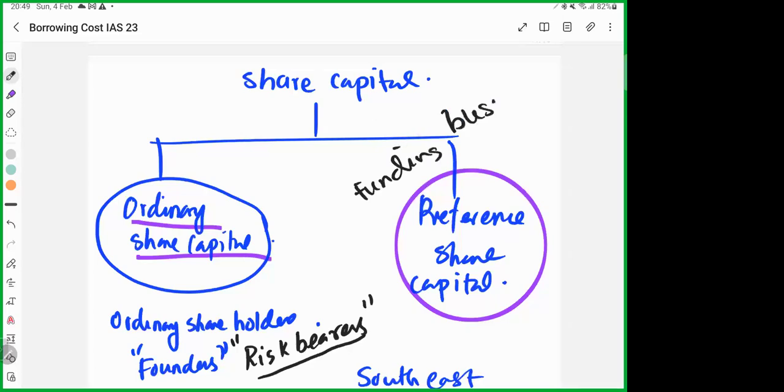Funding business for short-term needs. What happens? After achieving the need, the business will agree with the preference shareholders, I will return the funds. But the original shareholders, remember, when you invest to the business, there is no requirement that the company must repay back to the shareholders. Understood?